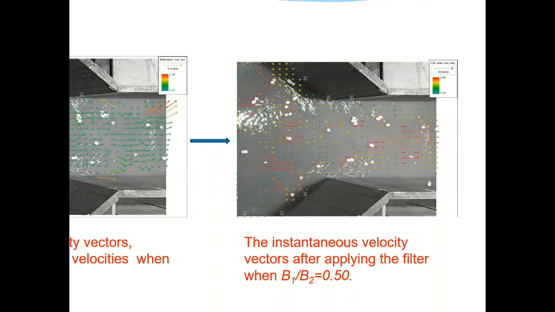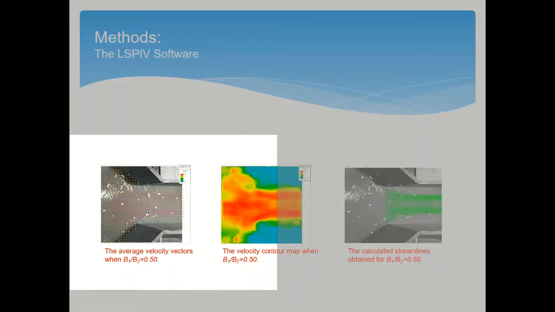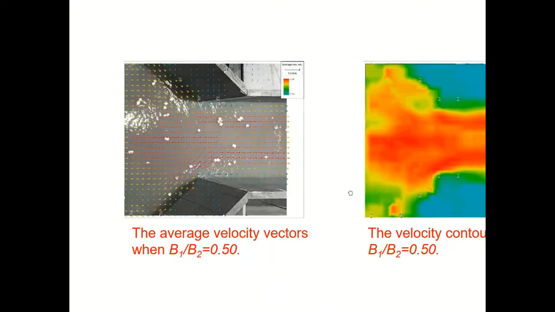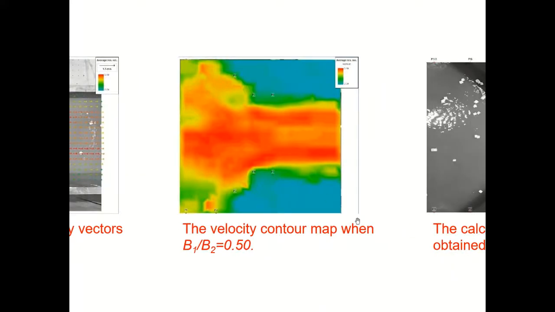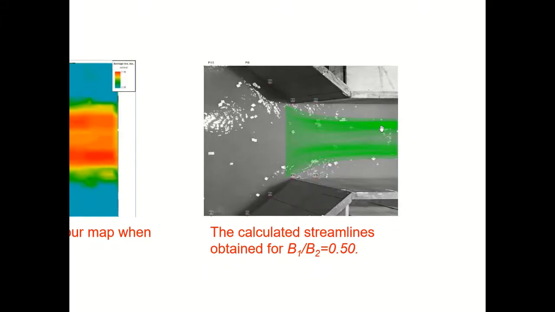The next step is calculating the average velocity vectors for all the time steps, and then calculating the velocity contour map and streamlines. In this picture, you can see the average velocity vectors for all the time steps. And here is the velocity contour map. And finally, this picture presents the calculated streamlines.